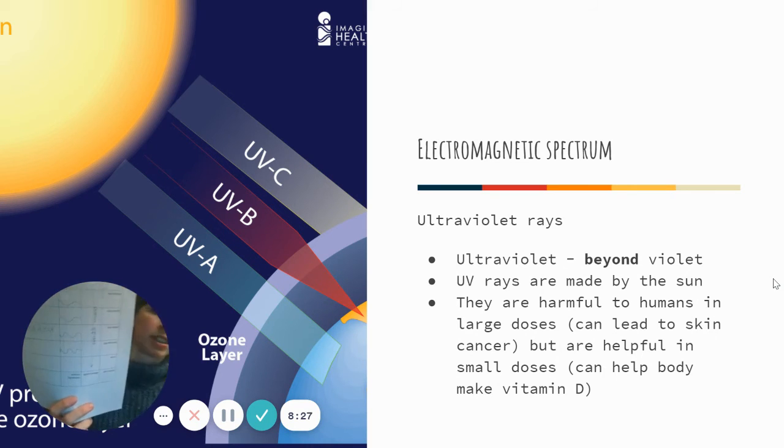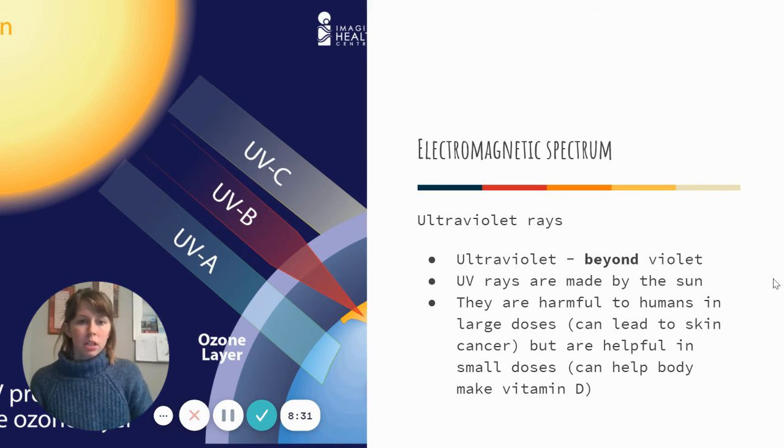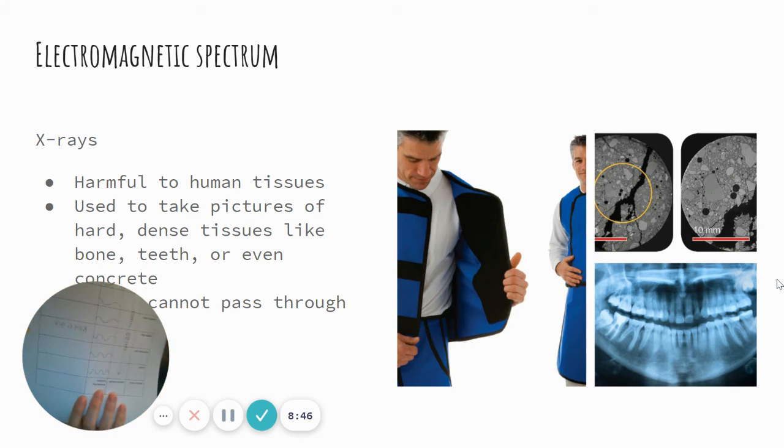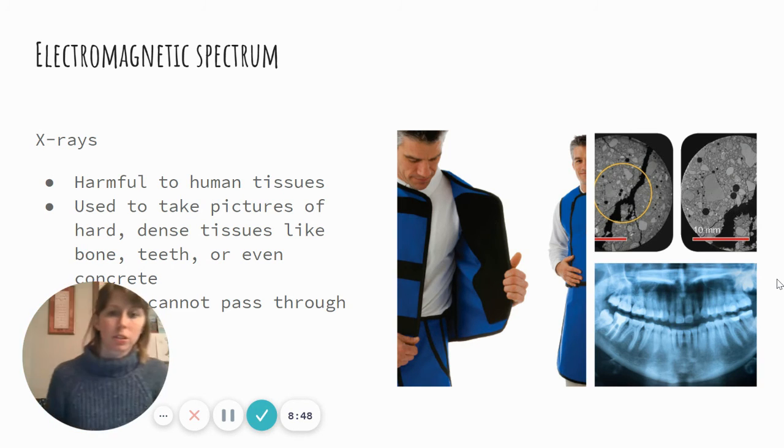And there's different kinds of UV radiation. Some are more harmful than others, and some are helpful, but only in small doses. That's how we get our vitamin D. Next on the spectrum are X-rays. And so again, they're going to have even shorter wavelengths. You can see my wavelengths are getting shorter and shorter as I go down the spectrum.